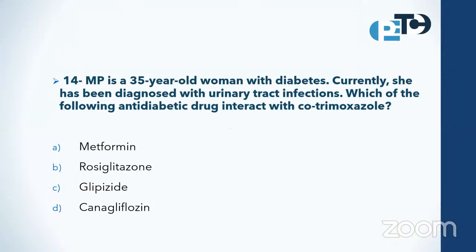A 35-year-old female patient with diabetes has currently been diagnosed with a urinary tract infection. Which of the following anti-diabetic drugs interacts with cotrimoxazole? Cotrimoxazole, as you know, is a combination of trimethoprim and sulfamethoxazole. What is the answer here? Metformin, rosiglitazone, glipizide, or canagliflozin? The anti-diabetic drug that interacts with cotrimoxazole is glipizide.